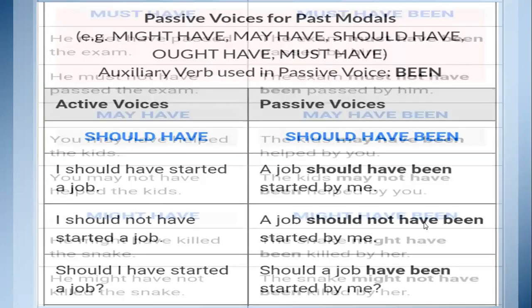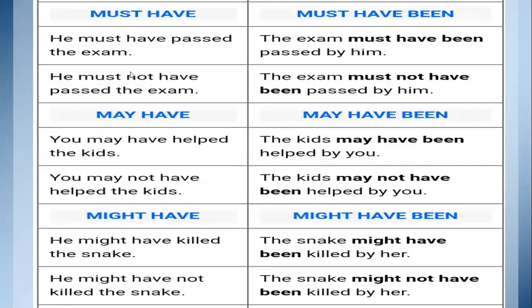Okay. So must have. Now, he must have passed the exam. Again, I'm doing all these again because previously I was telling you in the present tense. Now this is the past tense. Okay, for the models. He must have passed the exam. The exam must have been passed by him.